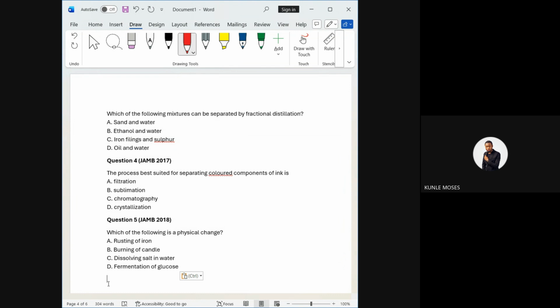Anytime you hear the word burning, it is for chemical change. Anytime you hear the word roasting, it is also chemical change. Anytime you hear the word burning, it is always for what? Chemical change.